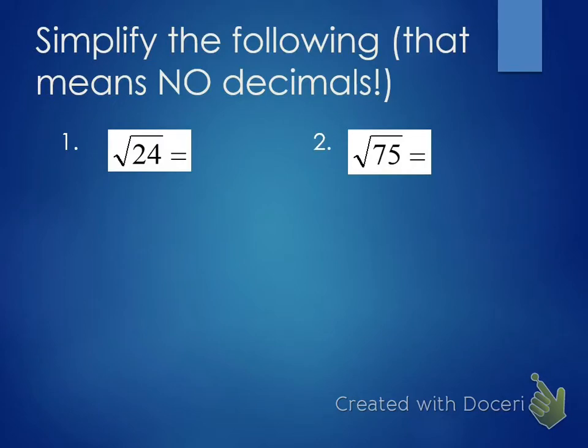So for this first one, we could do it a couple ways. The way that the last slide would want us to do it would be to break this up into the square root of 4 times the square root of 6, because 4 times 6 equals 24. And then the square root of 4 is really just 2. Square root of 6 won't simplify.